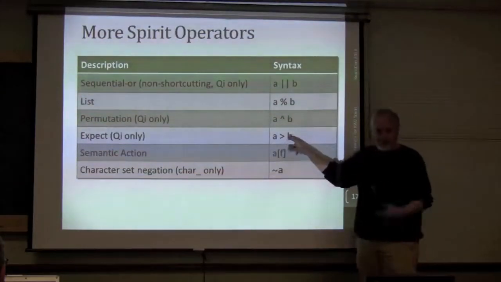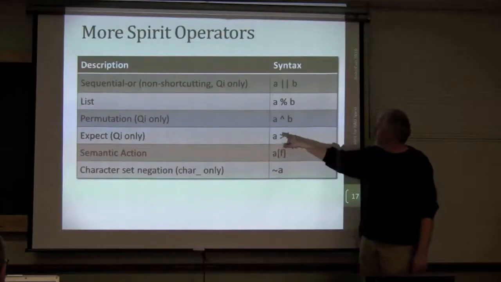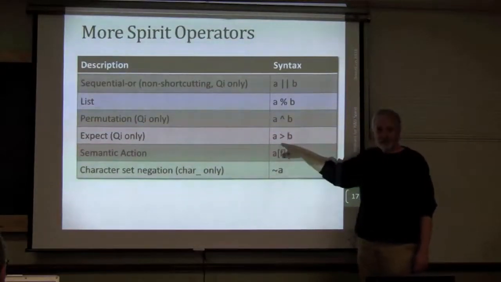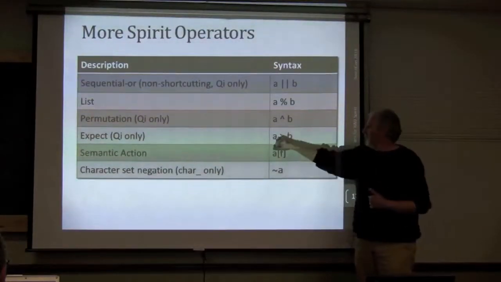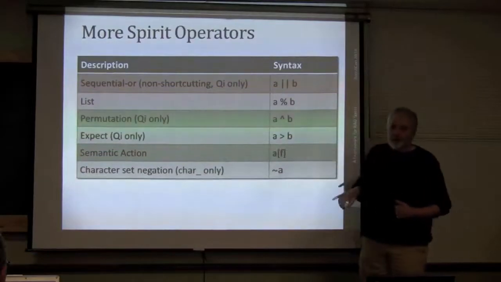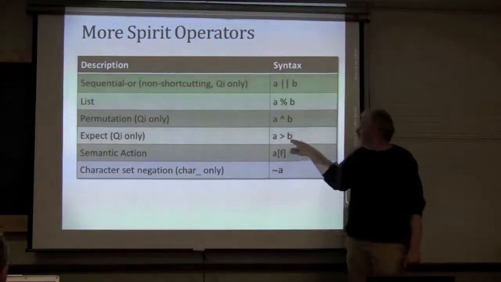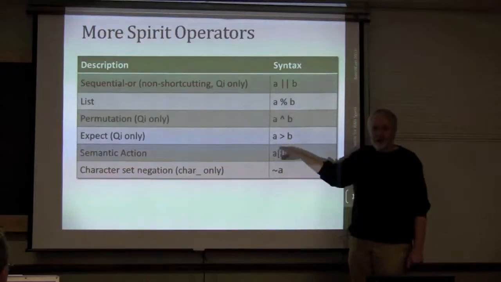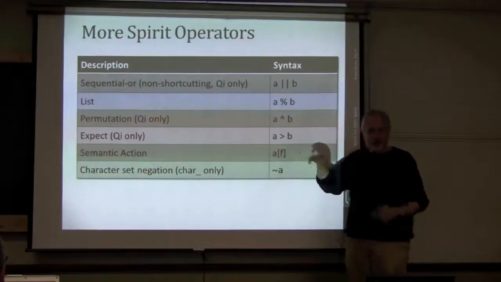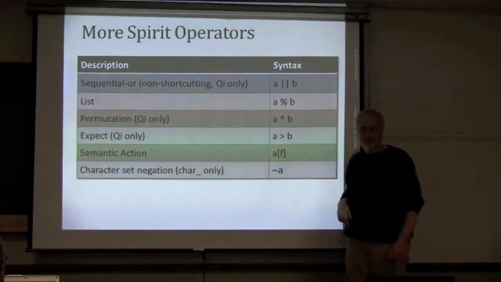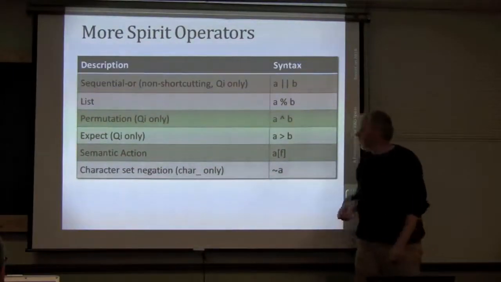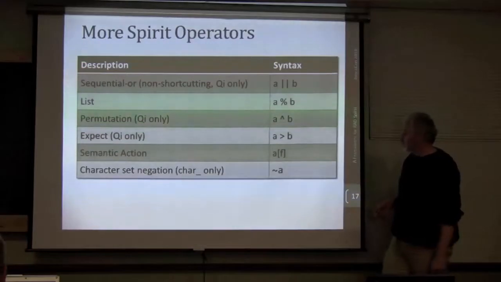Expect, that's for error handling. You mentioned that. It has essentially the same meaning as a sequence operator, that I want to match A followed by B, but it has the additional meaning that if after A I don't see a B, I throw an exception, which can be caught on higher level parsing, so I can handle that input error.